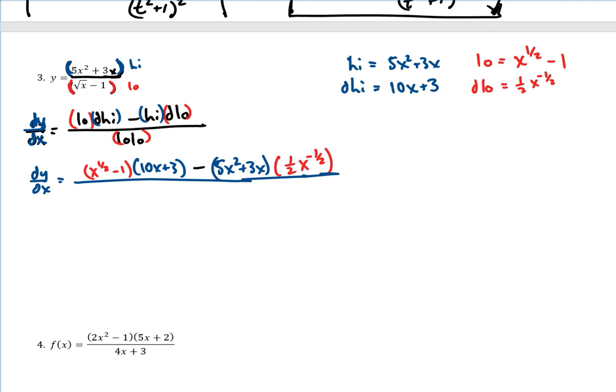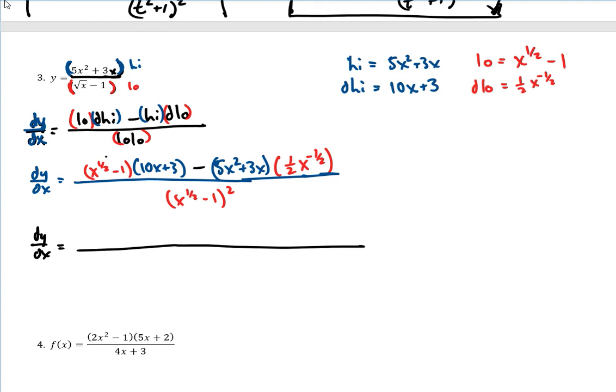Okay, and then all over the low. So low is x to the 1/2. This time around, I am just going to go ahead and say x to the 1/2 minus 1 getting squared. Okay, so there it is. So it's mostly knowing the formula and being able to find these derivatives and then plug it all in. And then now that we have it, well, then again, it's just going to be simplify. So dy dx is, I'm giving myself a big fraction bar.